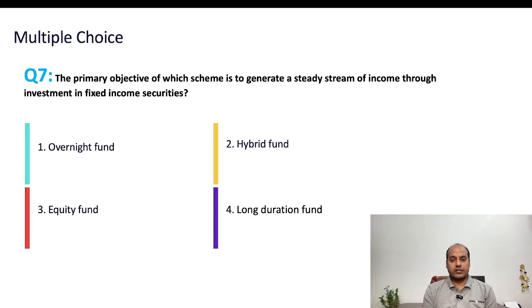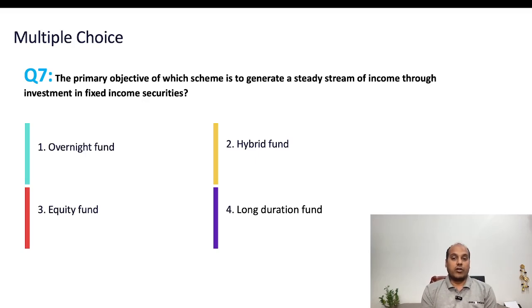Let's first rule out some of the options. Overnight fund is a very short duration fund. It invests in those securities where the maturity period is 1 day, overnight. So these are super liquid funds if I have to define them. They are not a steady stream income generator. They invest mostly in money market or call market securities. Hybrid is a mix of equity and bond. Again, this may not be the answer. Third is equity. It's a pure equity fund, so it cannot be the answer.